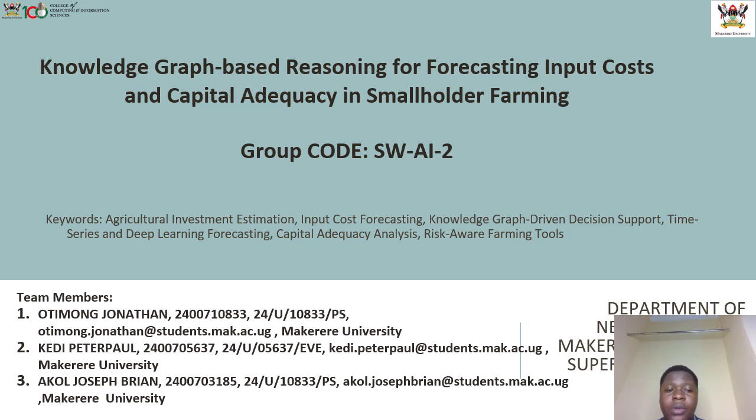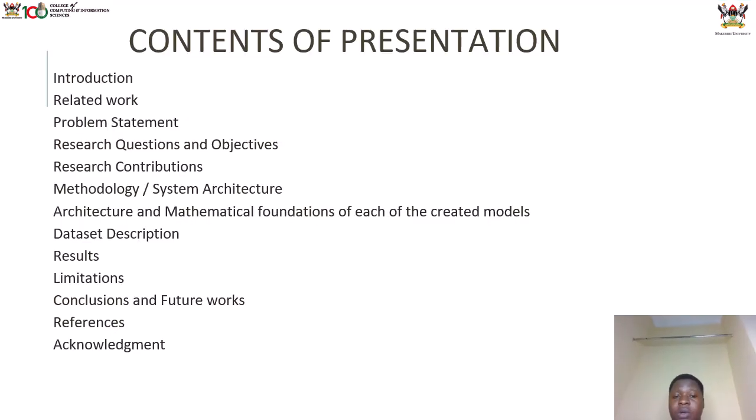As you all know, we have already been discussing AI development. So this time round, I want to take you through a specialized presentation. According to our group, we are doing knowledge graph based reasoning for forecasting input costs and capital adequacy in smallholder farming. We shall go through this small contents: the introduction through related work, then the problem statements, the research questions and the objectives, and then research contributions, and then we shall finish up from there.